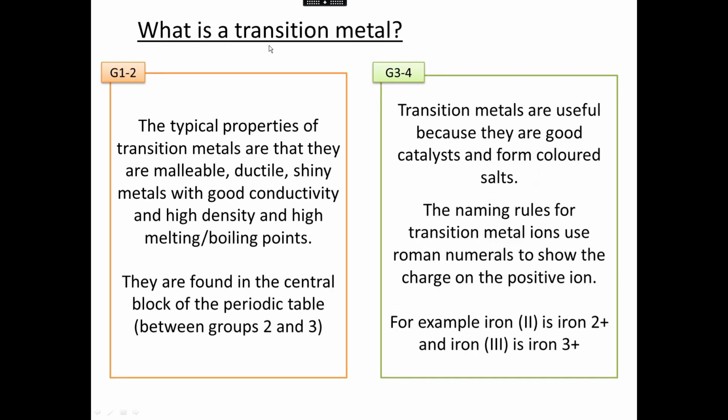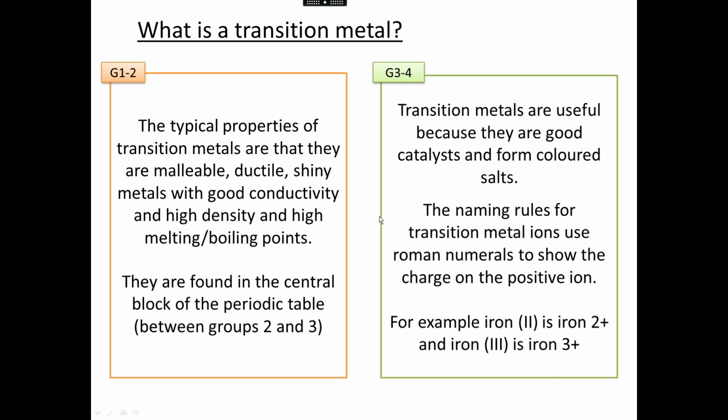Here we go. Orange, describe. The typical properties of transition metals are malleable, ductile, shiny or lustrous, good conductivity, high density, high melting points. You can use that as a list, as bullet points, but make sure you've used the sentence starter. They're found in the central block of the periodic table, so in between group 2 and group 3.